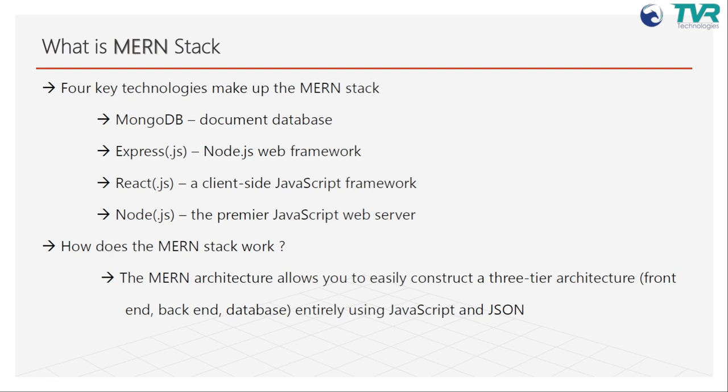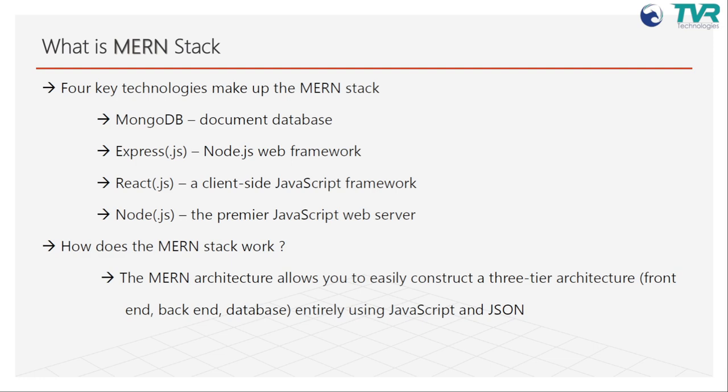You can see in the name MERN itself, we have 4 letters. M means MongoDB, E means Express.js, R means React.js, and N means Node.js. So these 4 technologies are involved and together make a MERN stack.